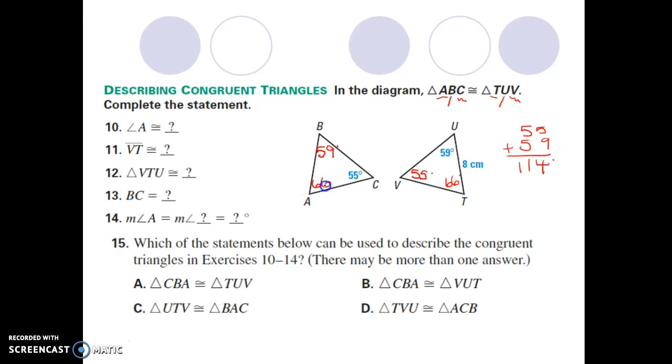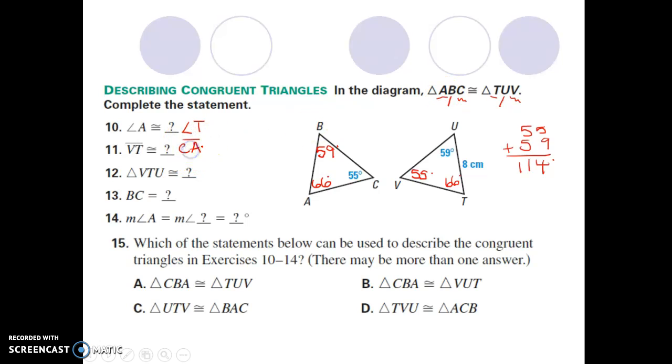Now it'll be a little bit easier if we go ahead and answer our questions. So angle A is congruent to which angle? We have angle T. Again, A and T. VT, the third and the first, is congruent to which segment? Again, will be the third and the first, so CA.